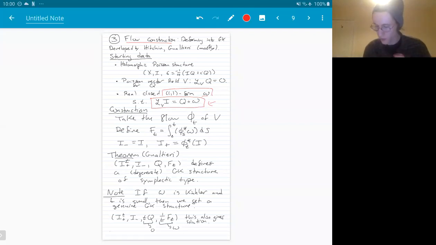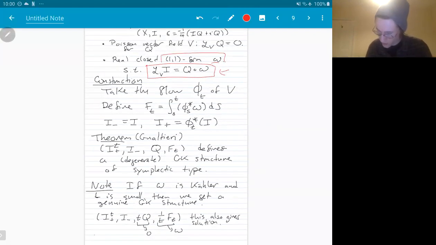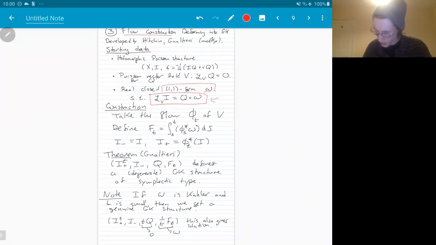There's many different ways that this can be applied. I just wanted to point out that given this construction, here we've applied it to just a holomorphic Poisson structure, and this gives a GK structure. There's already two ways of seeing it. There's this family, which gives you a family of these degenerate GK structures, and there's the second family. They both solve the equation.